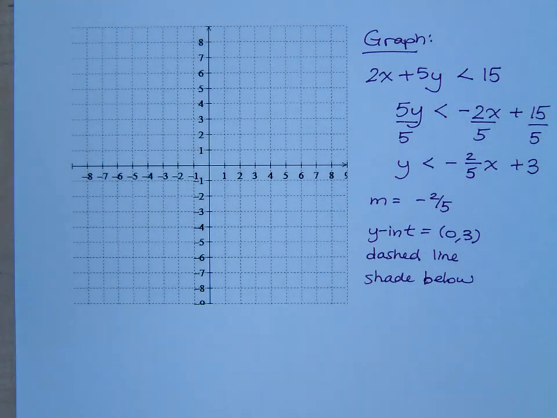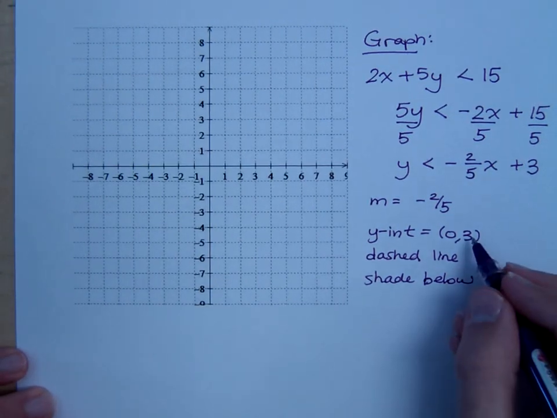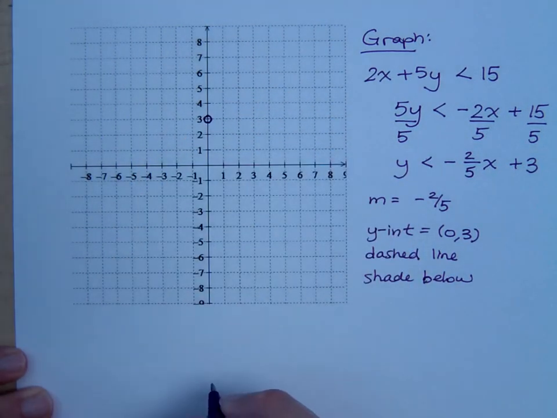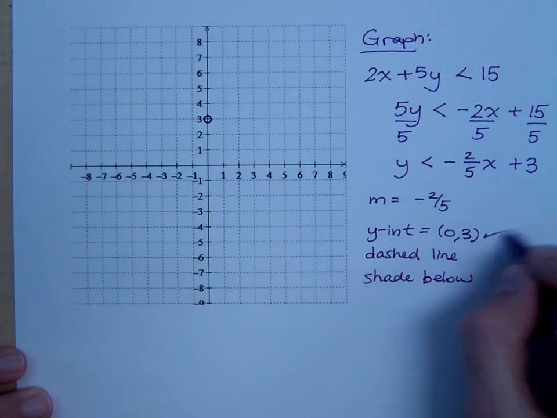All right. What part do I use first? What's the y-intercept? 0, 3. So when I go to 0, 3, you use an open circle. Do not make that closed. And why is it open this time? It's not equal to. So now I've used my y-intercept.